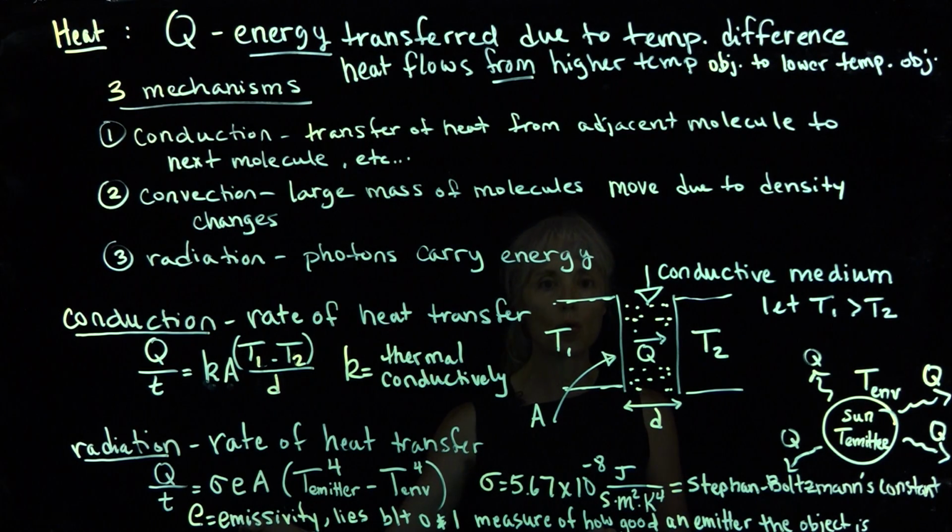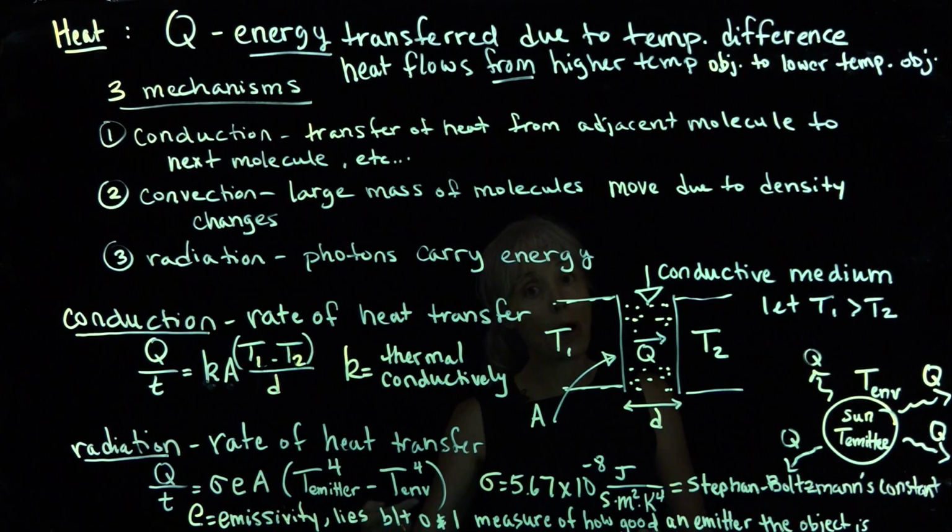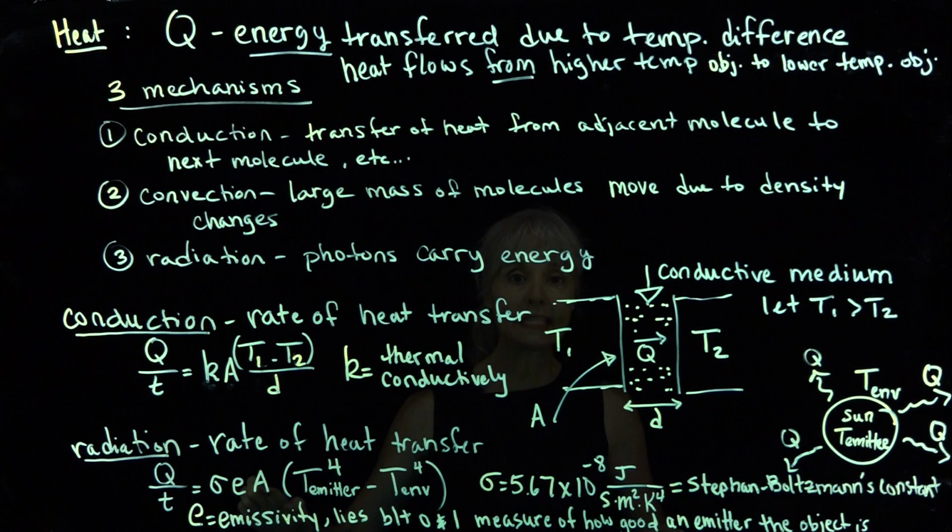Emissivity is a unitless quantity. It has values that lie between 0 and 1, and it's a measure of how good an emitter the object is. So when we talk about the sun, little e would have a value of about 1, and when we talk about an object that is an extremely poor emitter of radiation, then it's going to have a value lying closer to 0, times the surface area of the emitter, times the quantity, the temperature of the emitter to the fourth power, minus the temperature of the environment that is surrounding the emitter to the fourth power.